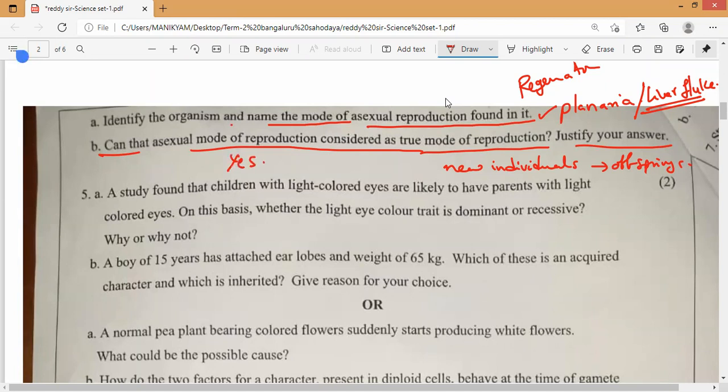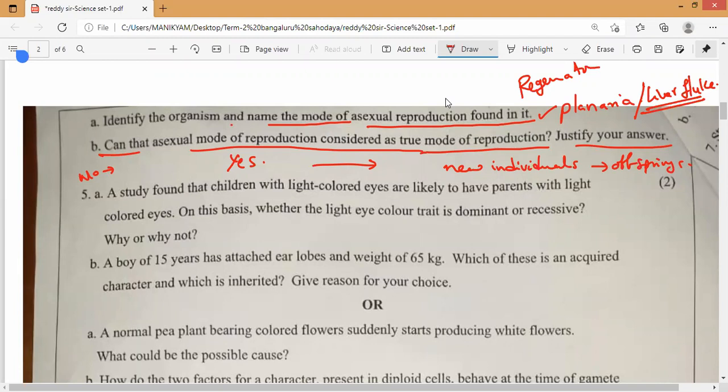So if you write yes, you have to give the proper reason. If you write no, then also you have to write the proper reason. For example, if you write no, organism need not cut itself to reproduce. We know that planaria, if you cut into three parts, will regenerate or regrow, but the cutting process is not needed to regrow again, so we cannot say it is a true mode of reproduction.